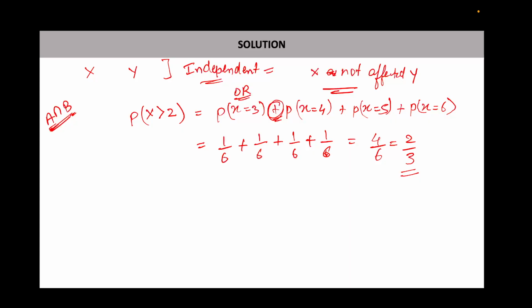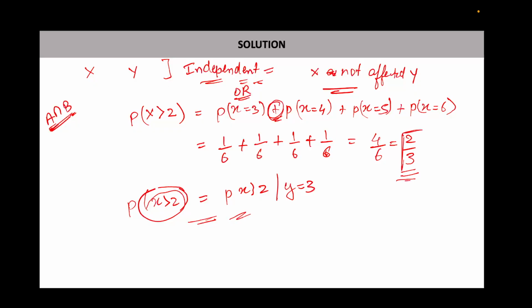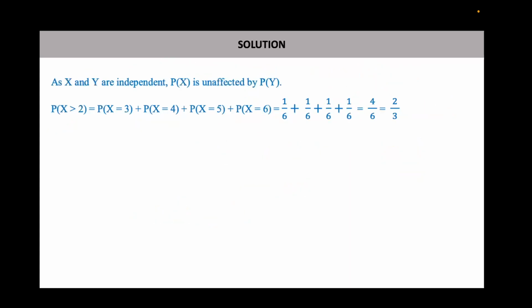So now if you calculate this according to the previous formula, because these two variables are independent, the rule will be that probability of x being greater than 2 will be equal to the probability of x being greater than 2 while y equals 3. Okay, so this happens when the variables are independent, and that is why whatever value we are getting of this will be the answer of this. So the answer to this question is 2 by 3. Okay, so that is the answer to this question and the way to solve it.